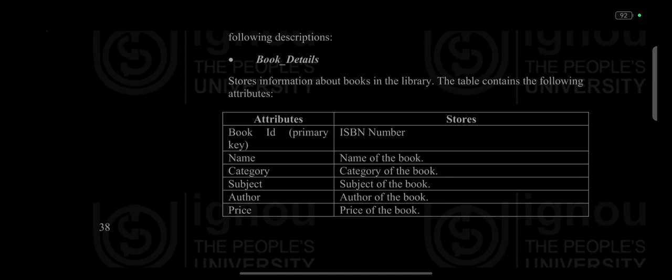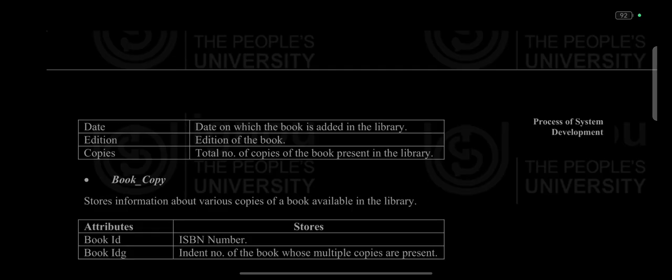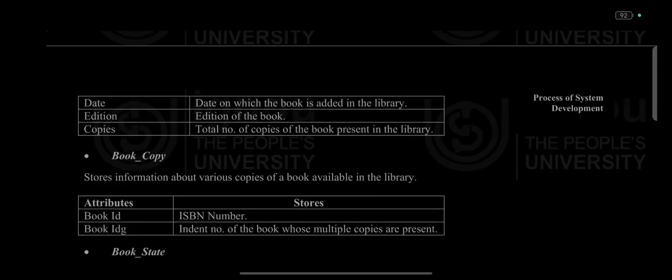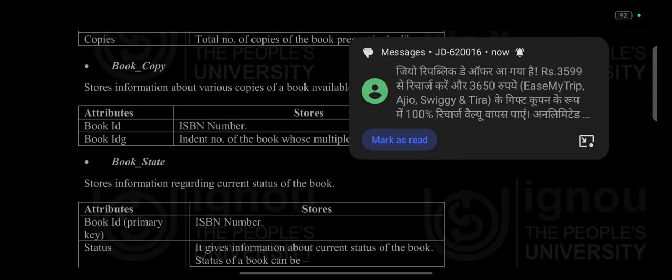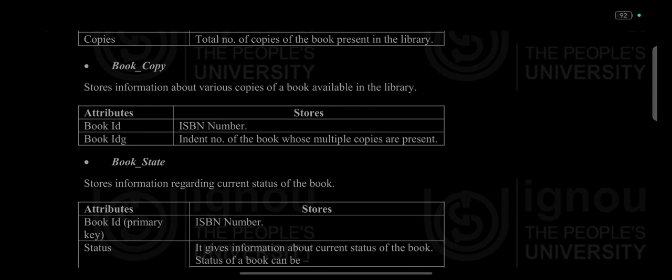Book details stores information about books in the library. The table contains the following attributes: book ID, primary key; ISBN number; name of the book; category of the book; subject of the book; author of the book; price of the book; date on which the book is added in the library; edition of the book; copies, total number of copies of the book present in the library.